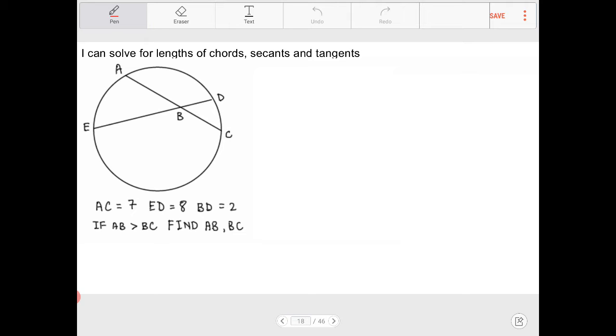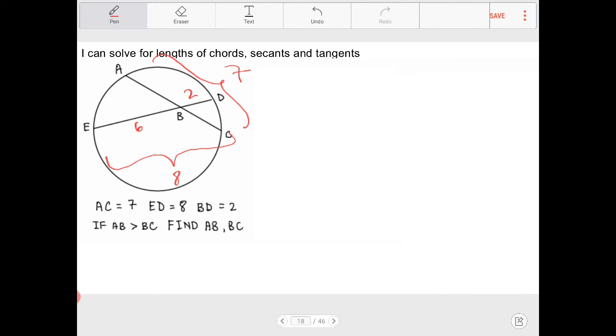Let's take a look at the last problem here. Actually, this is not the last problem. I take that back. Pause the video to see if you can figure this out. The length of AC is equal to 7, so the overall length is equal to 7. The length of ED, which is again the overall length of the second chord, is equal to 8. The length of BD is equal to 2. If the length of BD is equal to 2, then EB must equal 6.